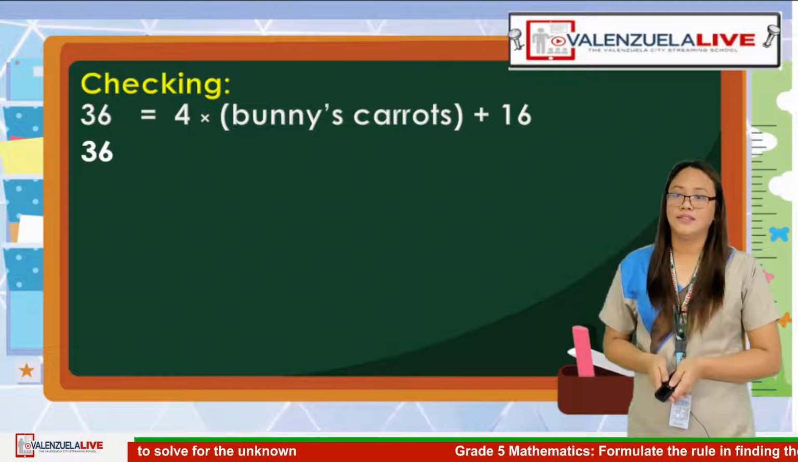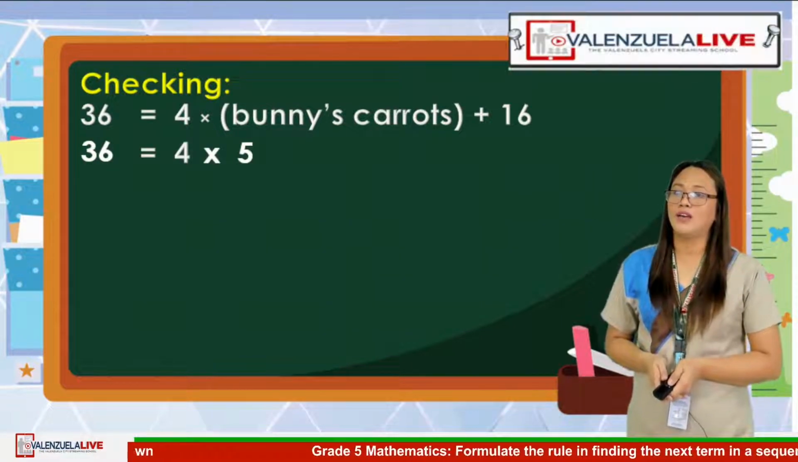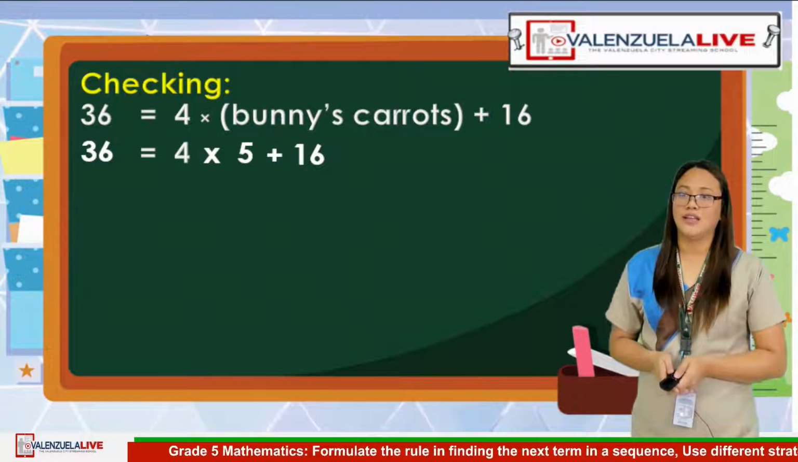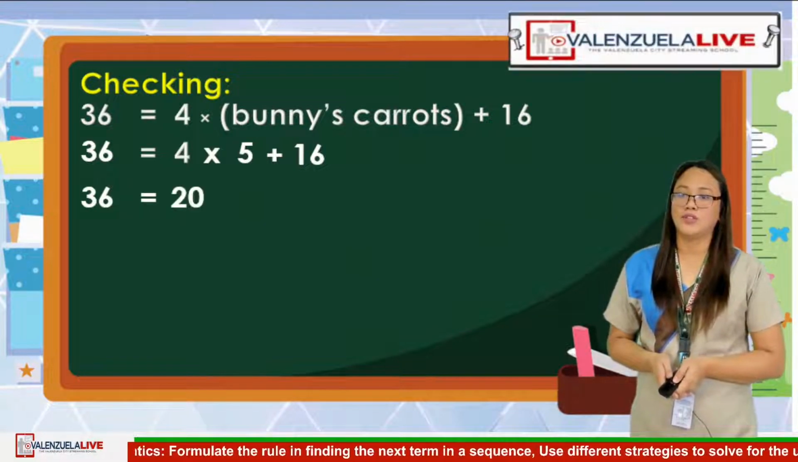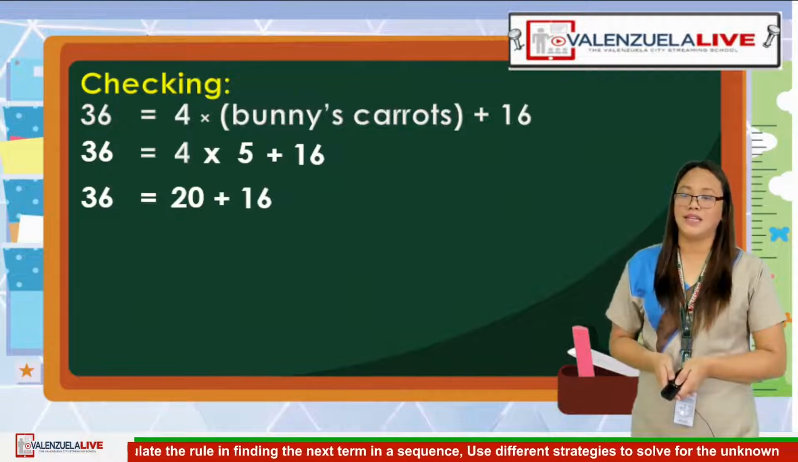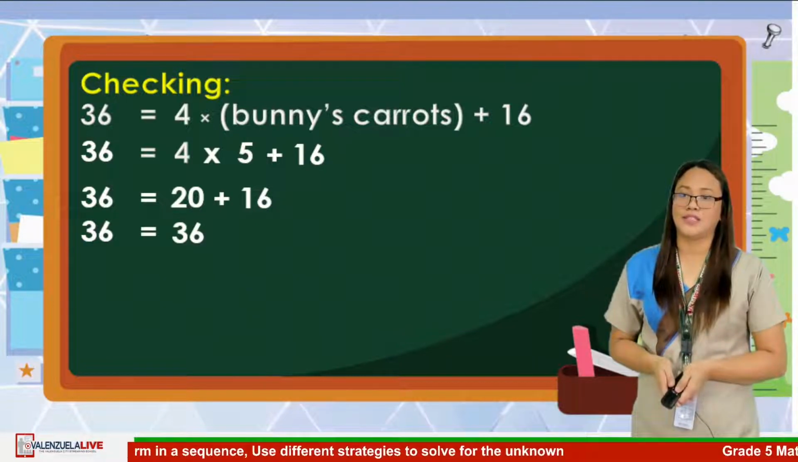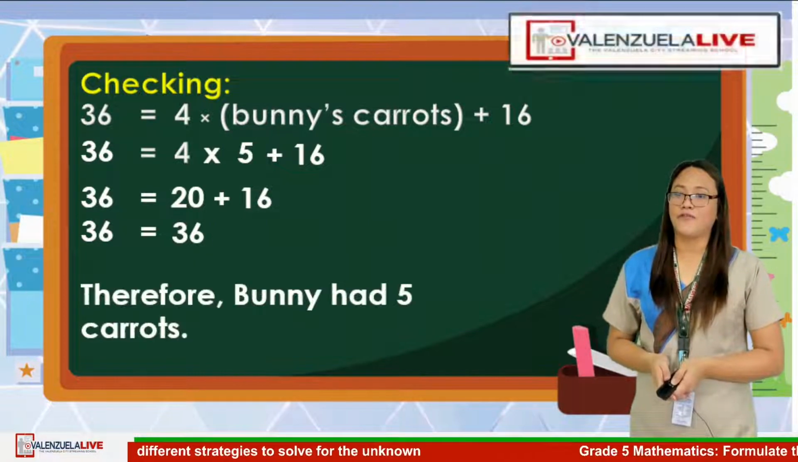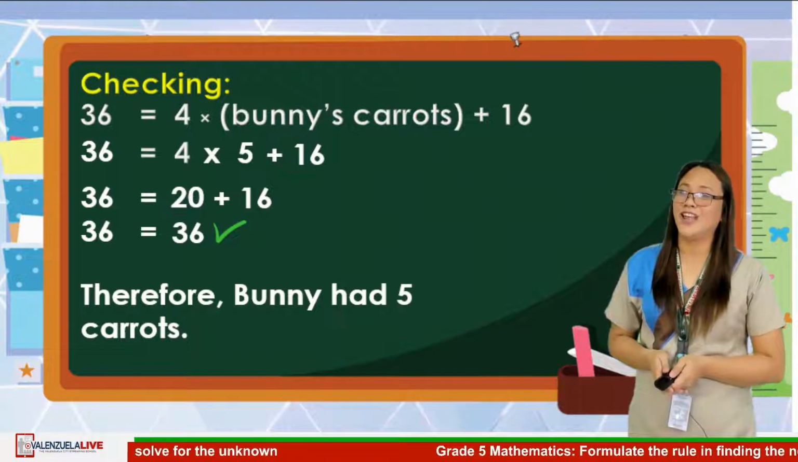And then 36 is equal to 4 times, what's the number of bonus carrots? Yes, it's 5 carrots plus 16. So we have here 36 is equal to 4 times 5. That gives you 20 plus 16. So 36 is equal to 20 plus 16, which is also 36. That means that our answer is correct. Therefore, Bonnie had 5 carrots.